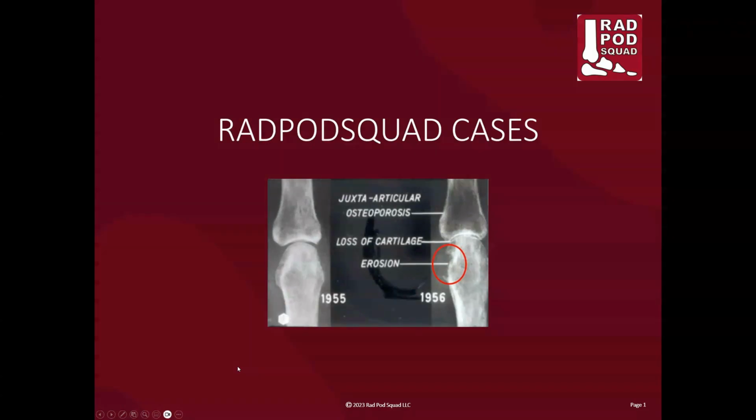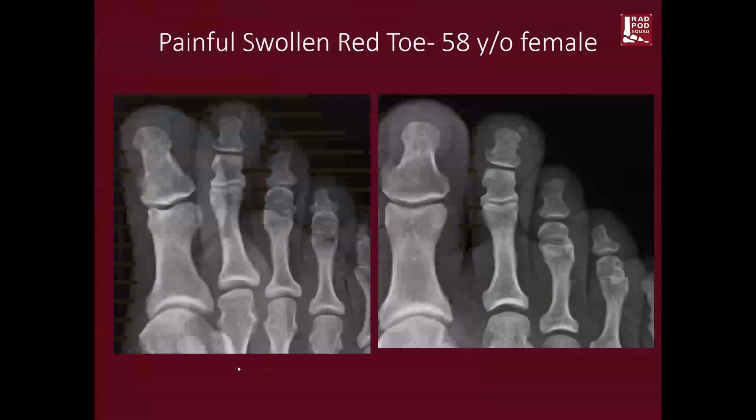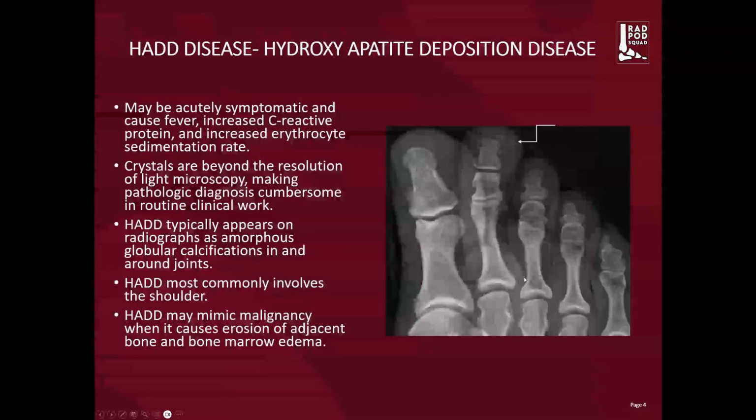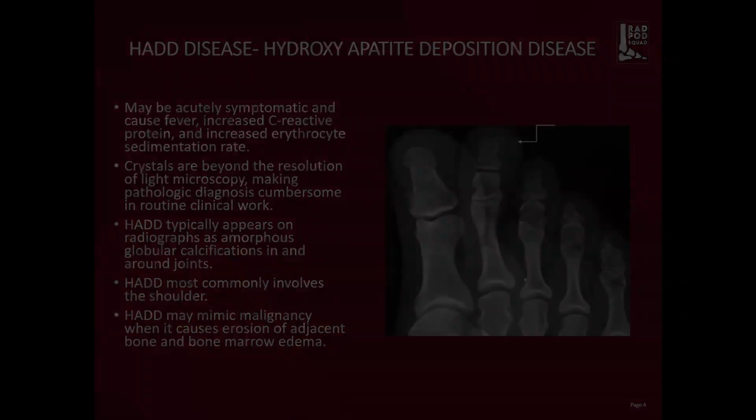Welcome to RadPodSquad cases. Painful, swollen red toe, 58-year-old female, 2 x-rays, oblique, frontal view, amorphous calcifications distal to the second toe. This is a case of hydroxyapatite deposition disease. It can present like pseudogout, painful and swollen, most likely involves the shoulder, and it can even mimic malignancy.